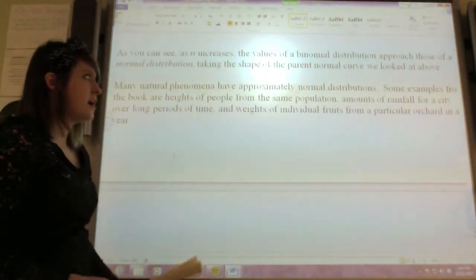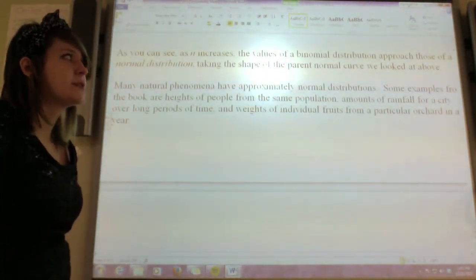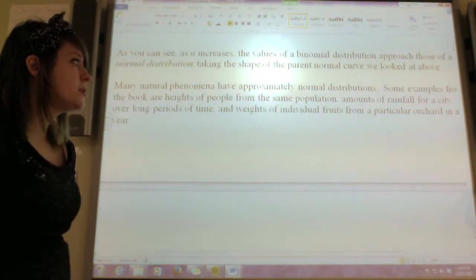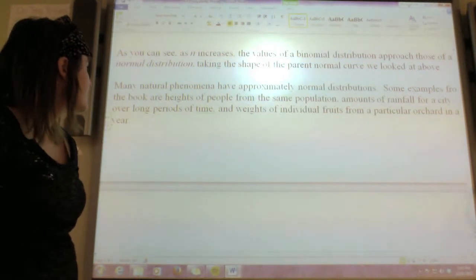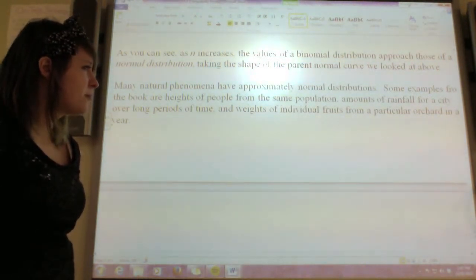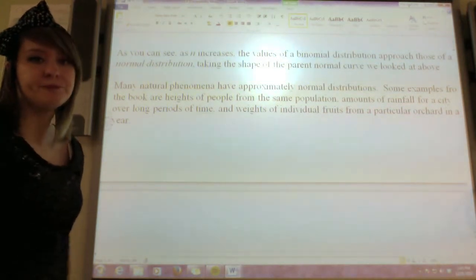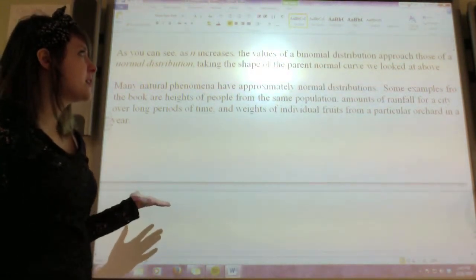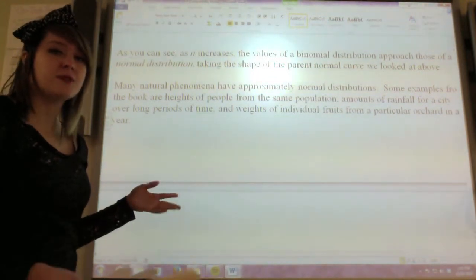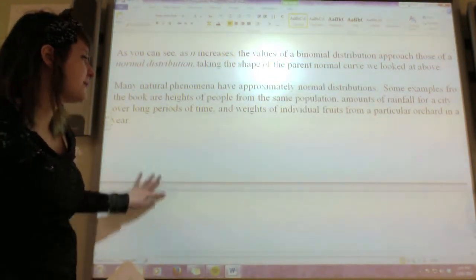Many natural phenomena have approximately normal distributions. Some examples from the book are heights of people from the same population, amounts of rainfall for a certain city over long periods of time, and weights of individual fruits from a particular orchard in a year. So normal curves are actually really nice because we can generalize certain situations using normal curves.